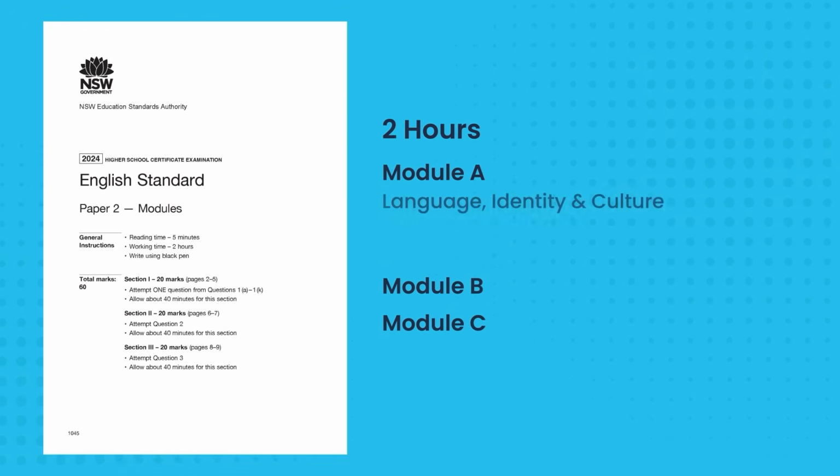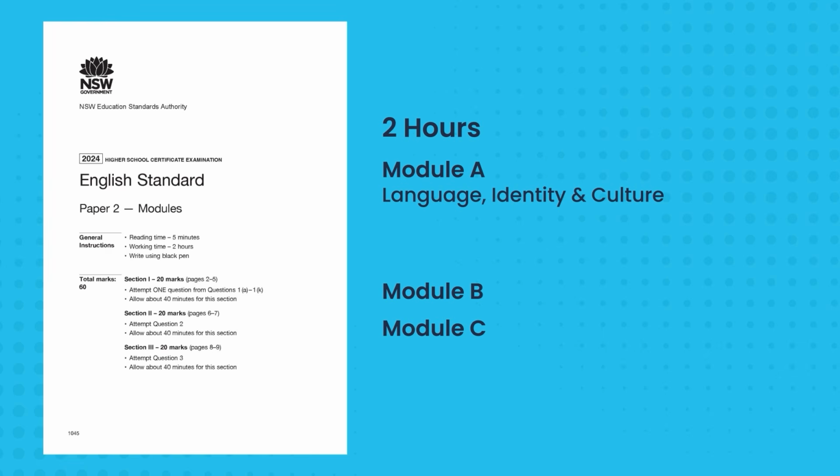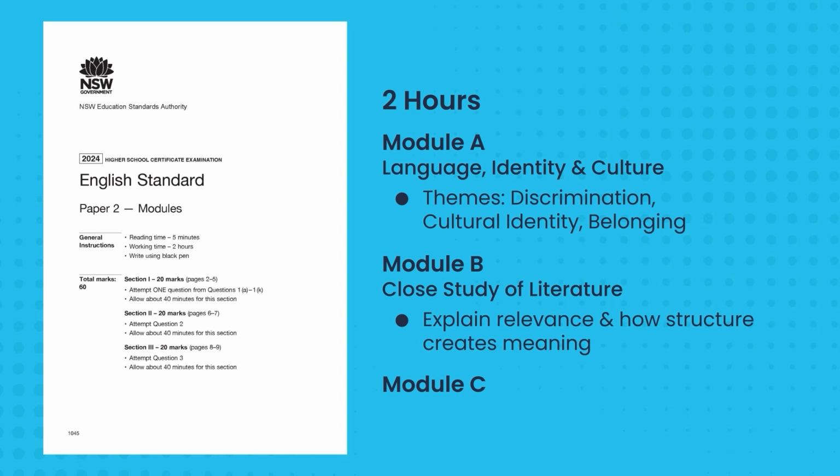Module A focuses on language, identity, and culture. This goes beyond basic text analysis. Your task is to show how language shapes identity and influences culture. You'll explore themes like discrimination, cultural identity, and belonging. Module B is your close study of literature. This section requires you to demonstrate why your text matters. You'll need to explain its relevance today and how its structure creates meaning.